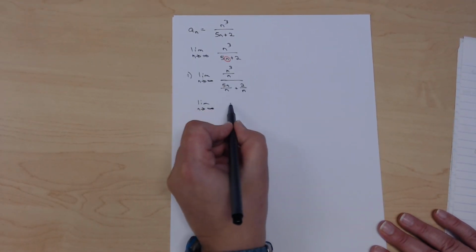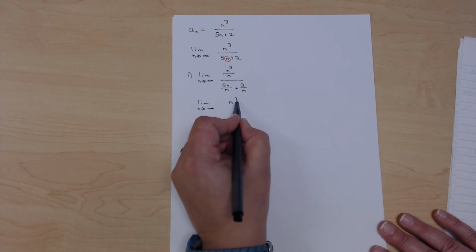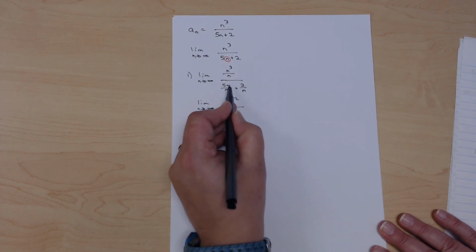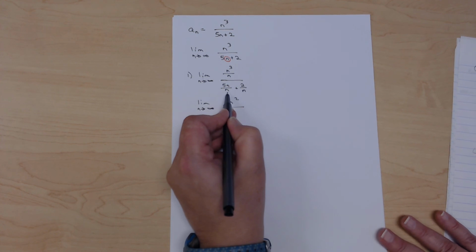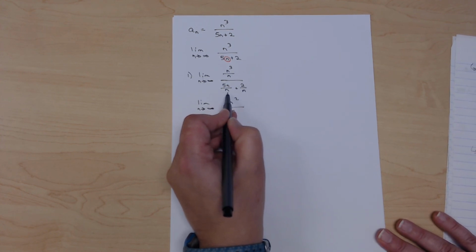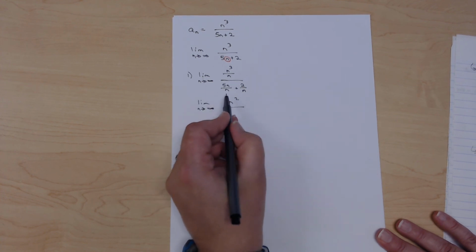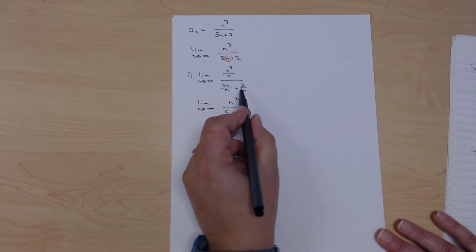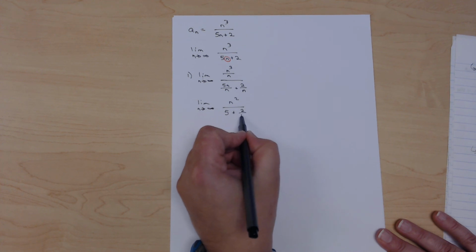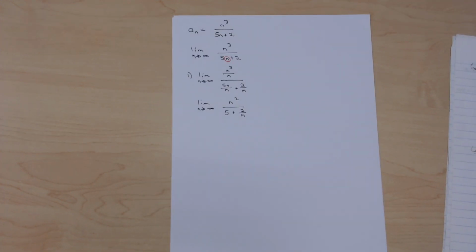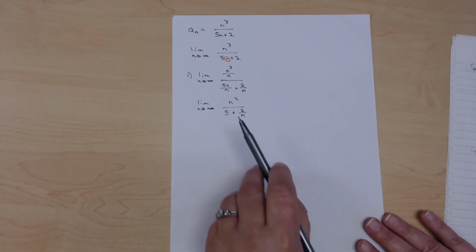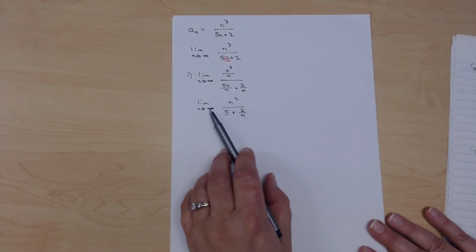What does that give us? That gives us n squared over that cancels. Let's see, how are we doing? Okay, yep, that cancels, so that gives us 5. And then that stays, right, 2 over n. Okay, so what is happening here? Let's take a look at this.